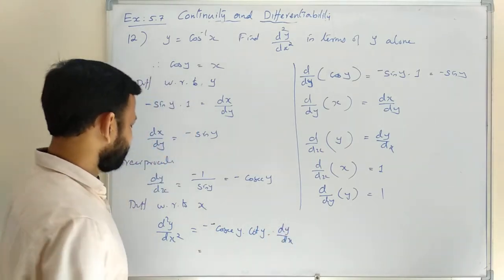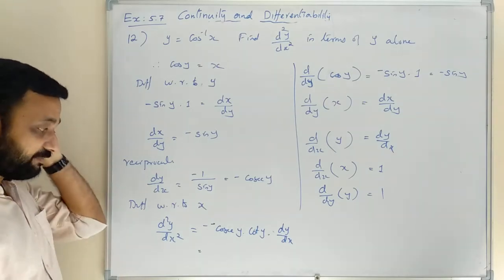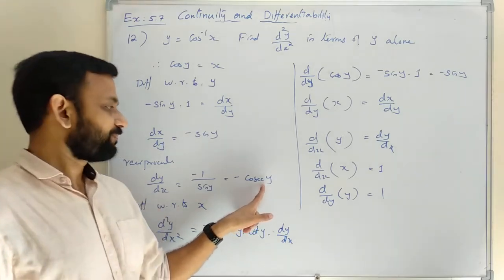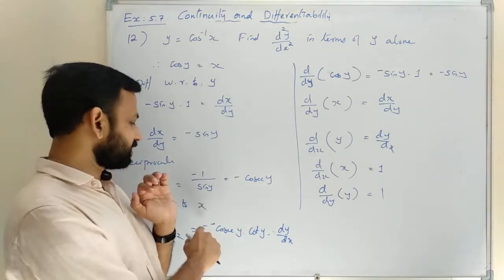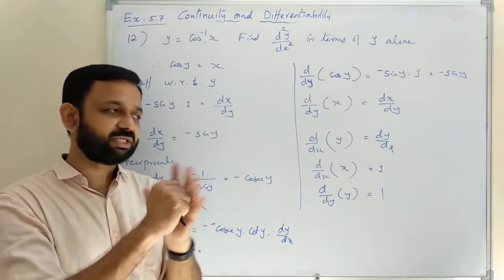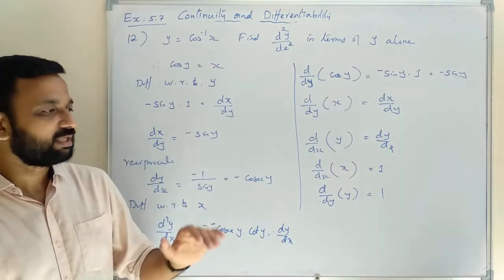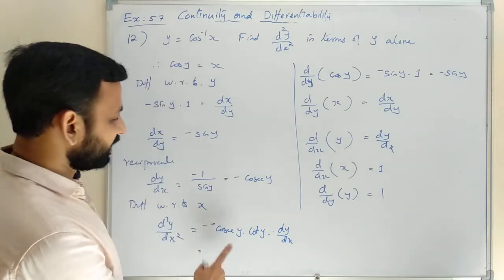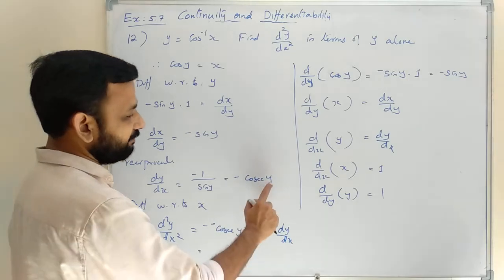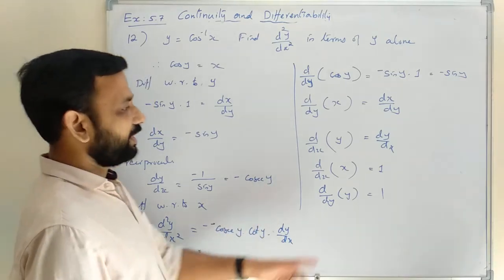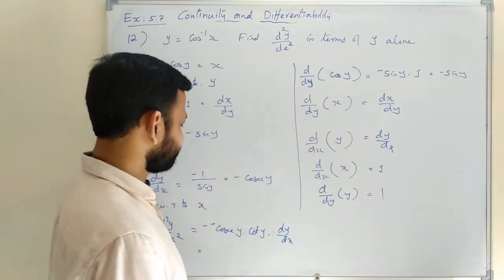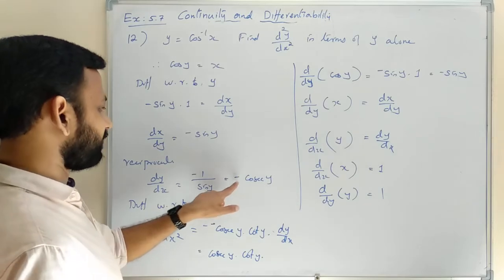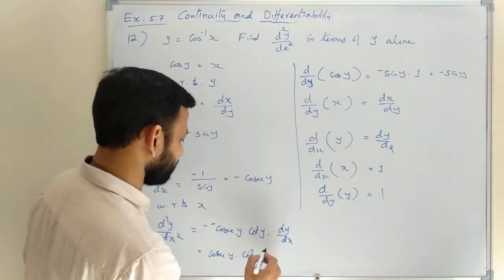Once again, we need to differentiate with respect to x. When we differentiate this expression with respect to x, the minus sign is already there, then the derivative d by dx of cosec theta is minus cosec theta into cot theta. So minus cosec y into cot y into the derivative of y with respect to x. The derivative of y with respect to x is dy by dx. Cosec y into cot y into dy by dx we will write. dy by dx is minus cosec y.